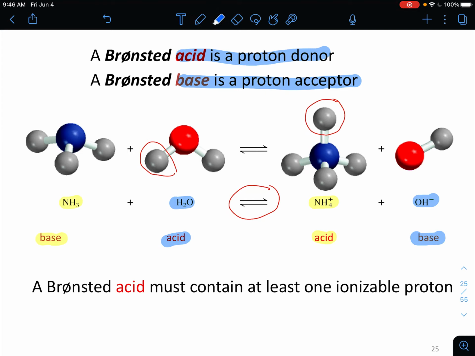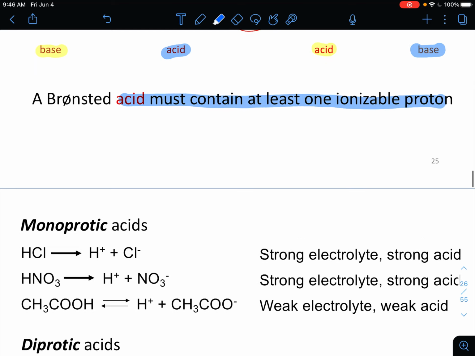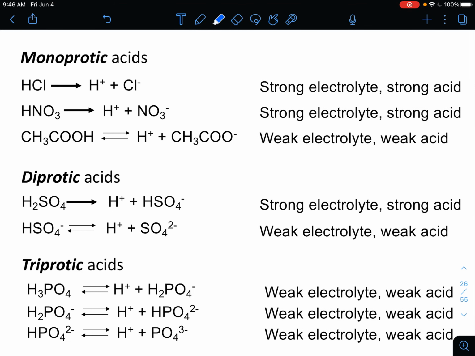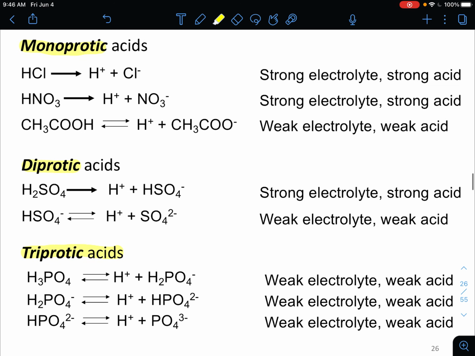Of course, if the process is about observing the transfer of an H+ ion, then that acid needs to have an H+ available to release into solution. A little more acid terminology here. We have monoprotic, diprotic, and triprotic acids, and that's just describing how many H+ ions the molecule is able to release.